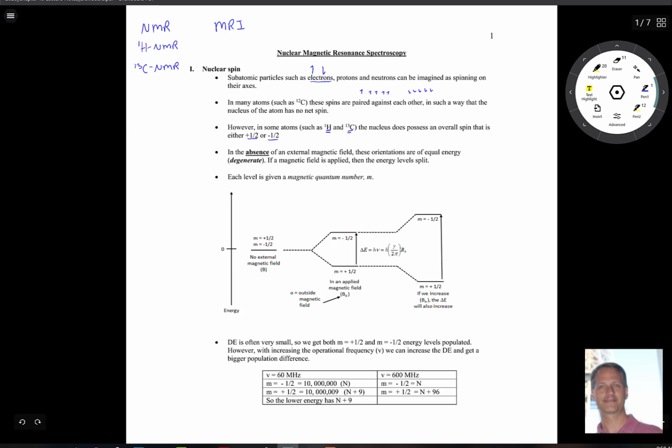Now, here's the important thing. In the absence of an external magnetic field, like a strong magnetic field, the orientations are of equal energy. So in other words, if you were to look up above, where you have 6 up, 6 down, those would have the same overall energy in the absence of an external magnetic field. And when they have the same energy, in chemistry, we say that they are degenerate energy levels. However, if a magnetic field is applied, then the energy levels split. So let's take a look at that splitting process here.